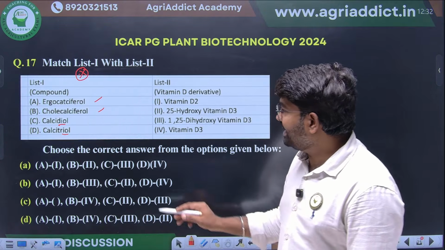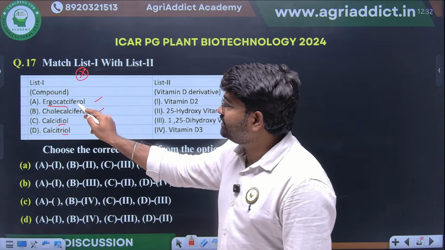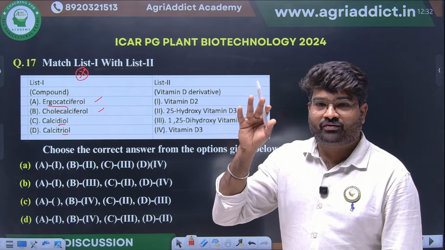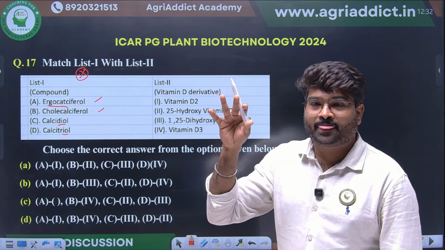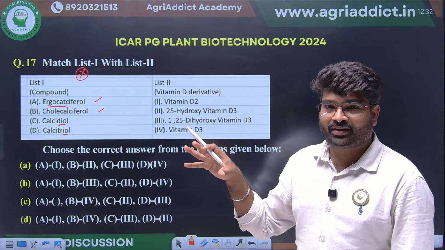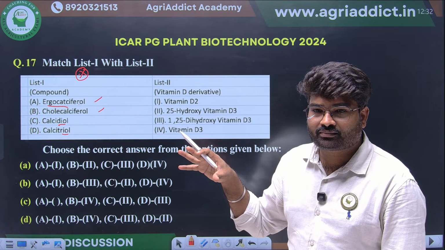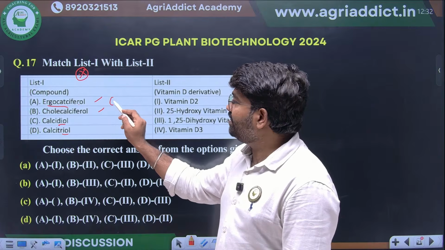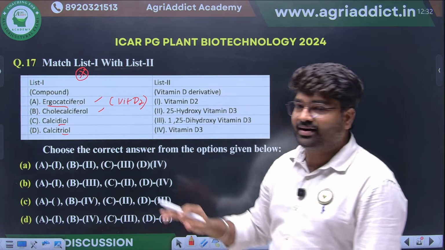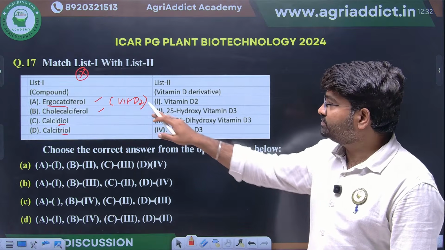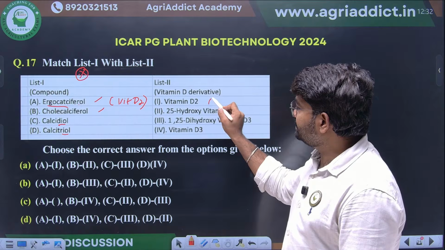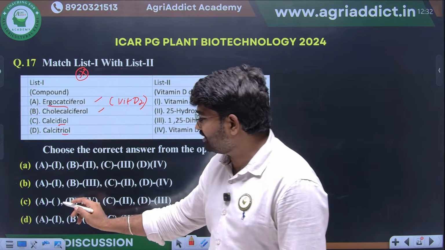You see here, ergocalciferol. This we have already seen in our cholesterol metabolism itself. From squalene 2,3-epoxide, these compounds will be formed, like lanosterol and ergosterol. Ergosterol is vitamin D2, and it is primarily present in fungi. So first, option A will come. Everywhere it is coming, option A only.